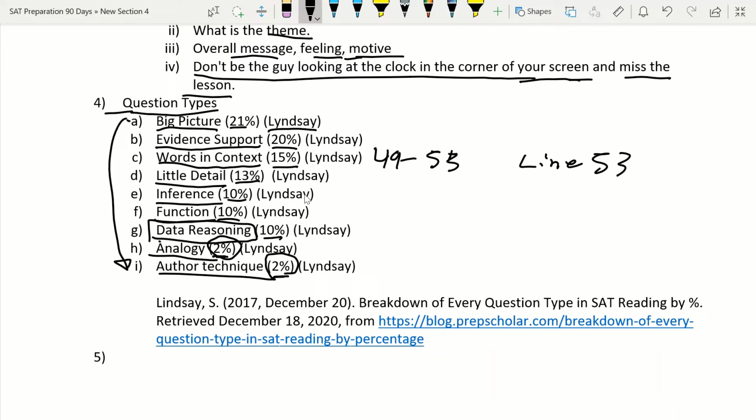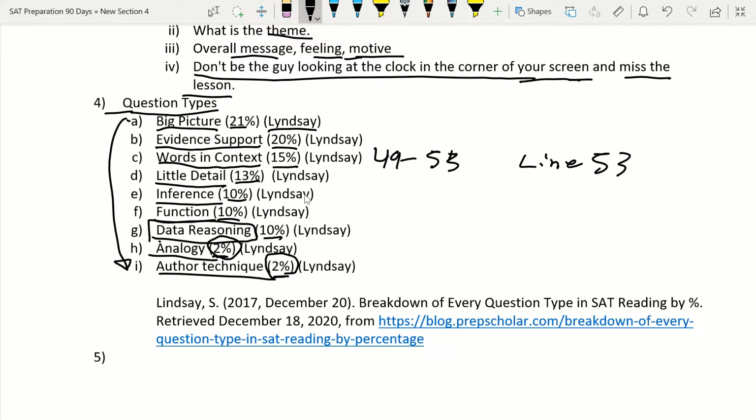Then the author technique question is going to be talking about the tone and the mood of the author. So that's going to be a lot of questions about what kind of mood does the author develop in paragraph 1, what kind of tone does the author set in paragraph 1, questions like that. So that is really just making sure that you understand the big picture as well. If you understand the big picture, you should be able to get the author technique questions down pretty easily.